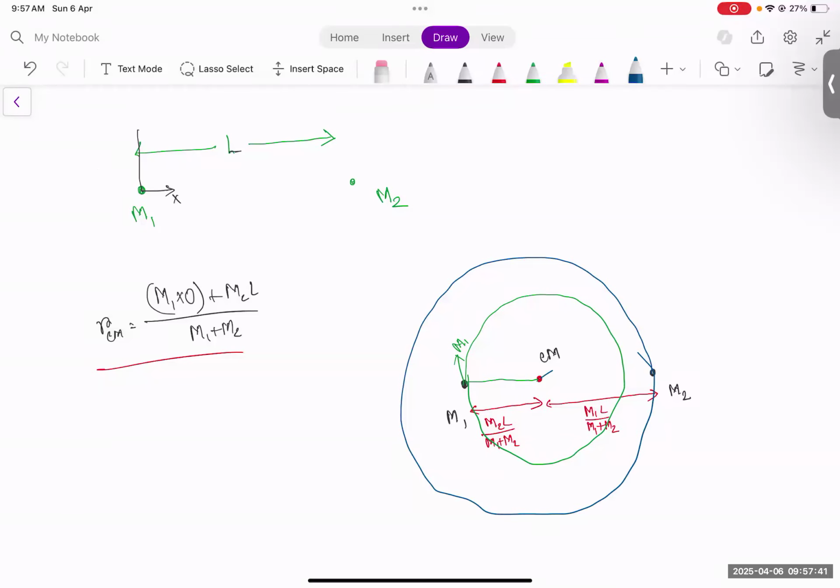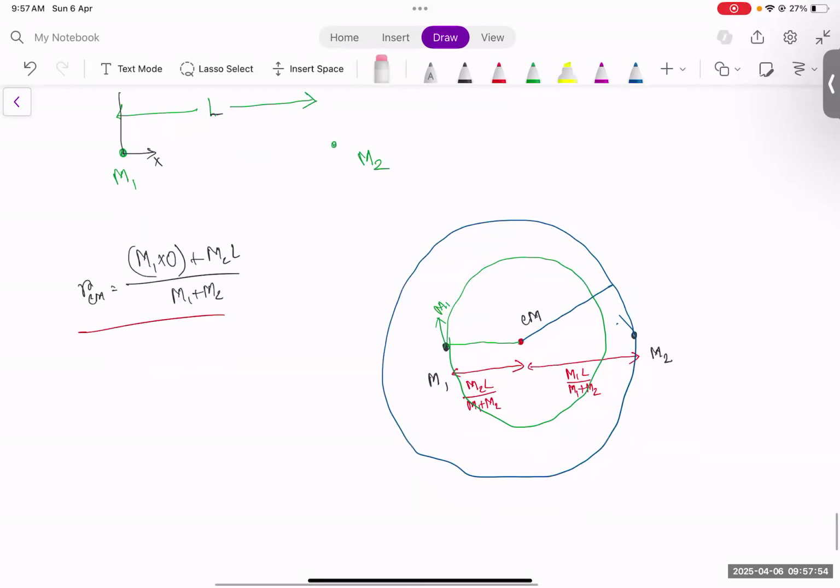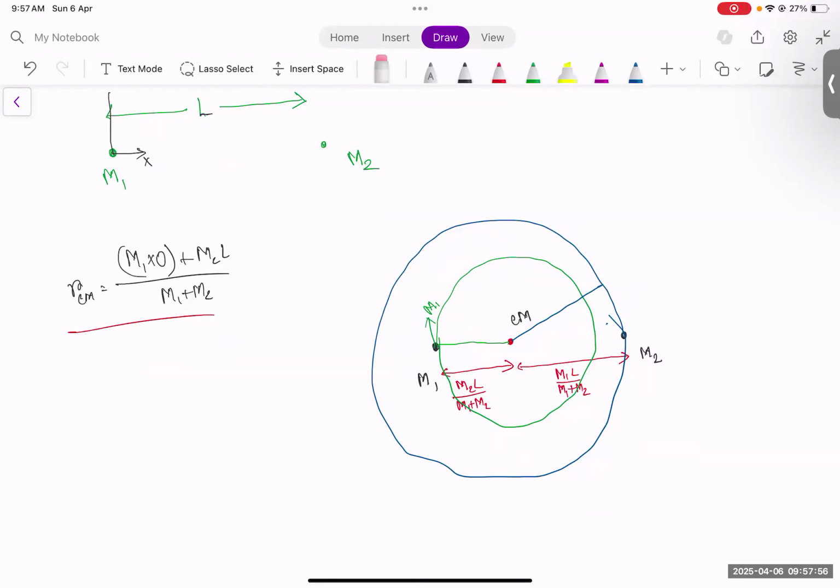যার রেডিয়াস হবে m1L divided by m1 plus m2. So they are still circular tracks, but of different radius. Now you might think, okay, then আমি কোনটার time period হিসাব করব?